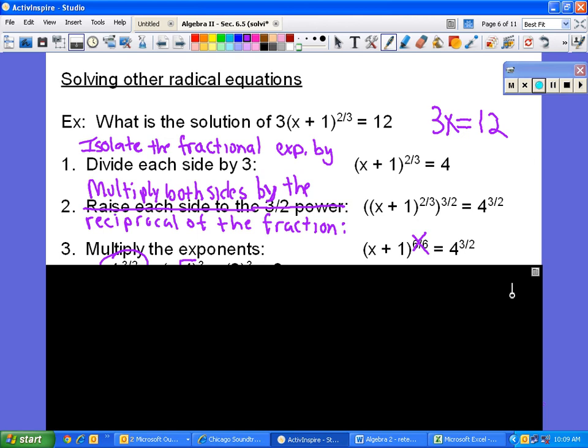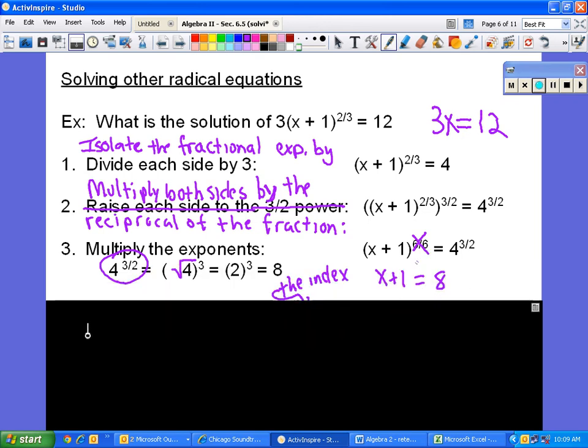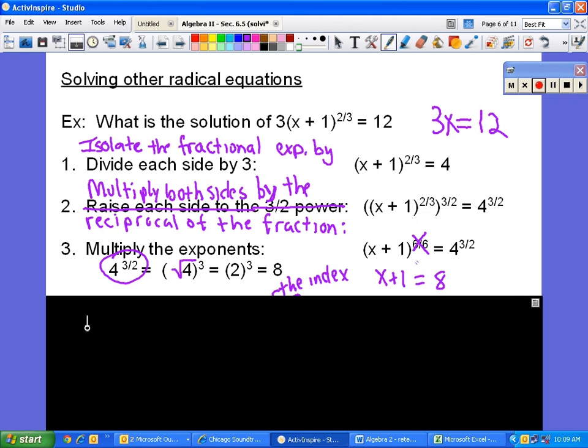Okay, now the next step is to get rid of this exponent. So we've already learned how to do that. We're going to turn it into a radical. The index goes with step number 4. So we're going to simplify 4 to the 3/2 power. It's the square root of 4 raised to the 3rd power, which is 2 raised to the 3rd power, which is 8. So that's how we get x plus 1 equals 8.